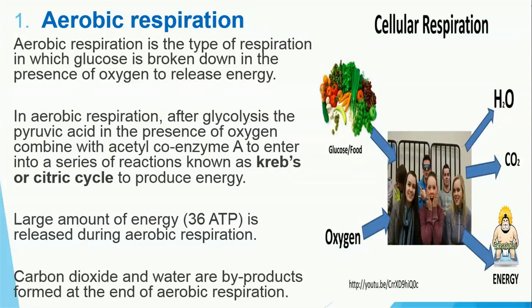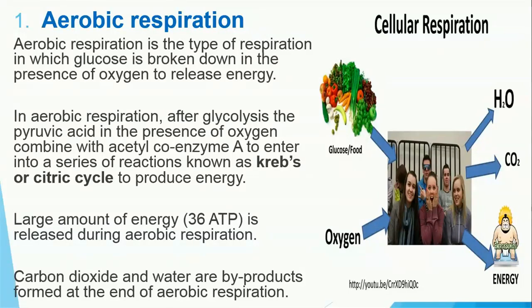Now, in aerobic respiration, a large amount of energy is released, that is 36 ATP, quite large. Now, carbon dioxide and water are the byproducts formed at the end of aerobic respiration. When we say byproduct, these are materials that are useless to the organism. They are not needed for any metabolism in the body of an organism. It's quite different from when you say end product. End products are useful materials. So that means energy is a useful material from aerobic respiration, while the byproducts, or not useful materials, are the carbon dioxide and the water.